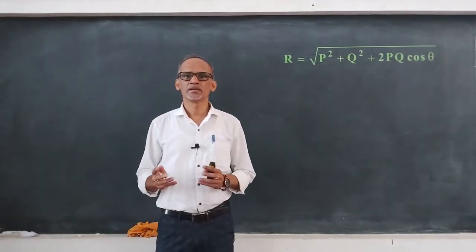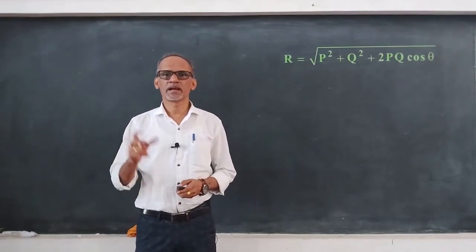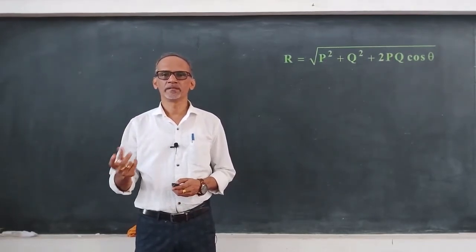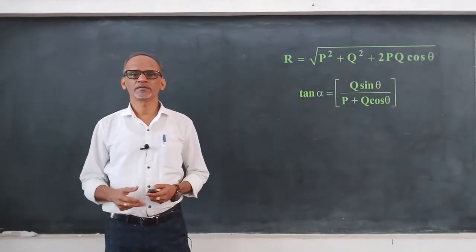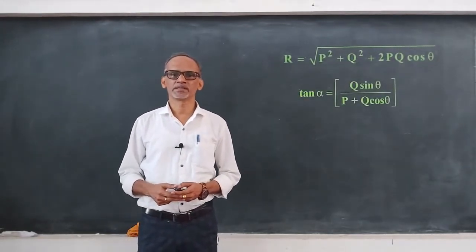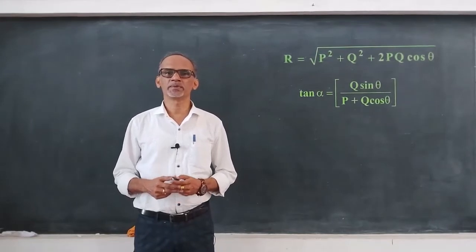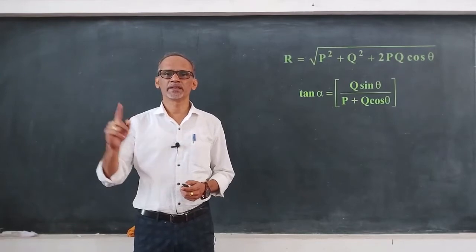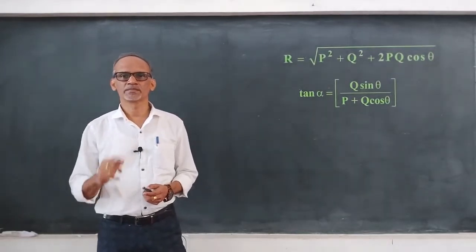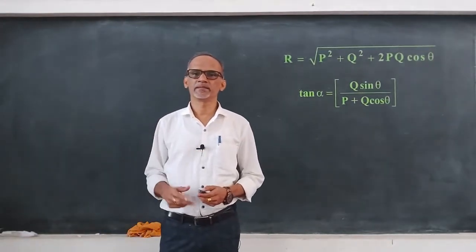And then what is R? The resultant vector, because after adding two or more vectors, we get a single vector which we call a resultant, correct? The direction of that resultant is given by tan alpha is equal to Q sin theta by P plus Q cos theta, where alpha is the angle between the resultant and the vector P. Alpha is always the angle between the resultant and vector P only.